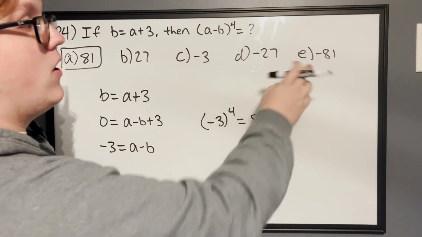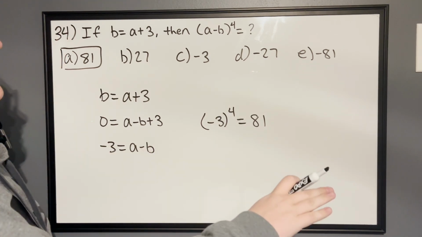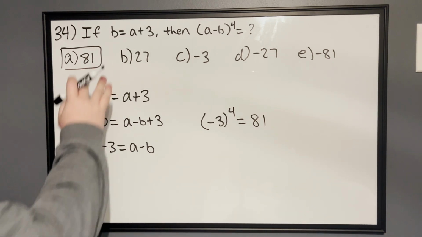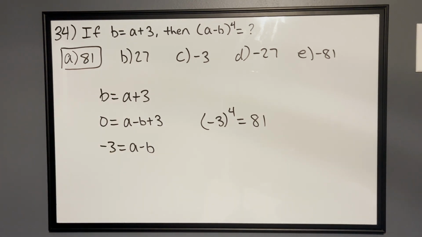C, D, and E are all negative. So they can't even be considered as options because you will never get a negative number if you raise a number to the fourth power. So that's just a cool trick to get rid of 3 options immediately. And if you have to guess, well, now you have it down to 2 answers. So let's move on to question number 35.